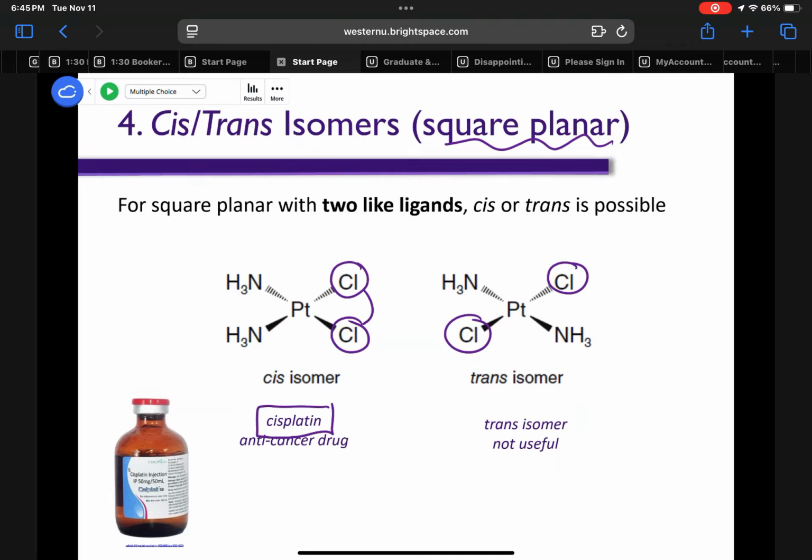So we're on to our fourth type of isomer, cis-trans isomers, and these are possible when we have a square planar arrangement. It's not going to be relevant if it's a tetrahedral arrangement. How do we know if it's tetrahedral or square planar? Well, you don't. You'd have to determine it experimentally. Or if you're told it has an isomer, then you know it has to be square planar.